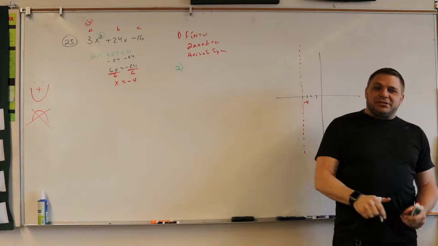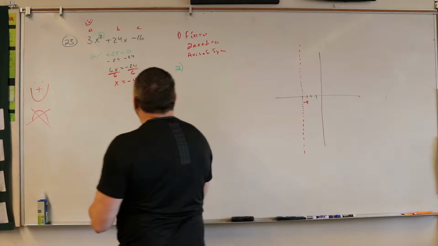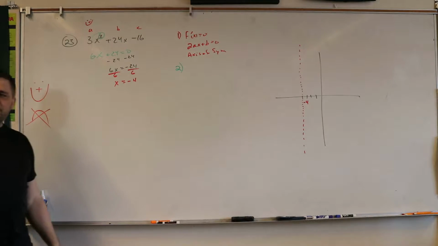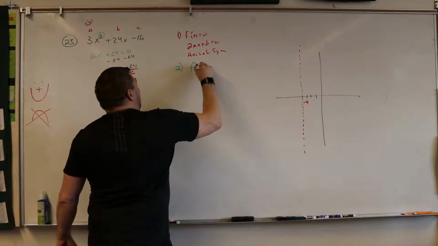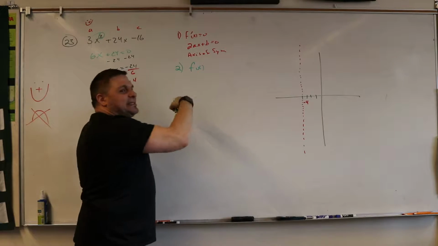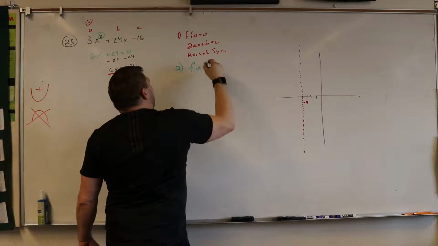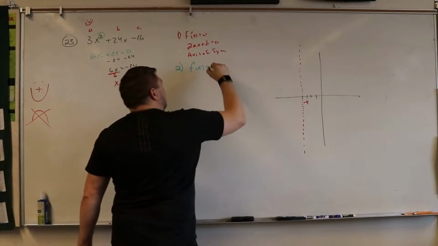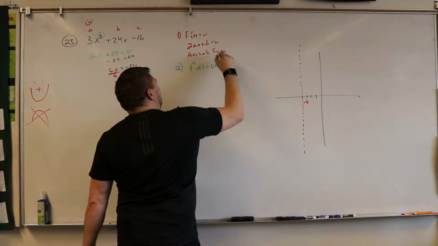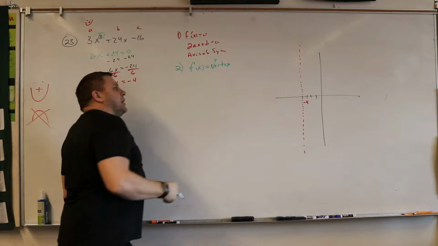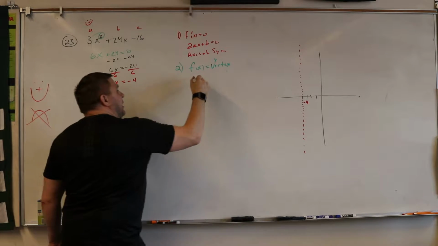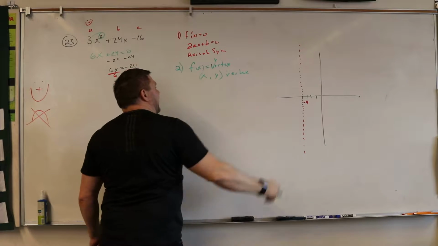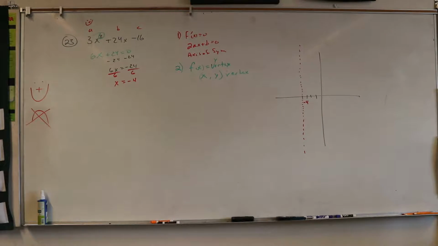Alright, so number 2. What did we do for 2? What's the second step? F of x. F of x is just f of the axis. F of x equals the vertex, or actually it equals y, and x and y is the actual vertex.